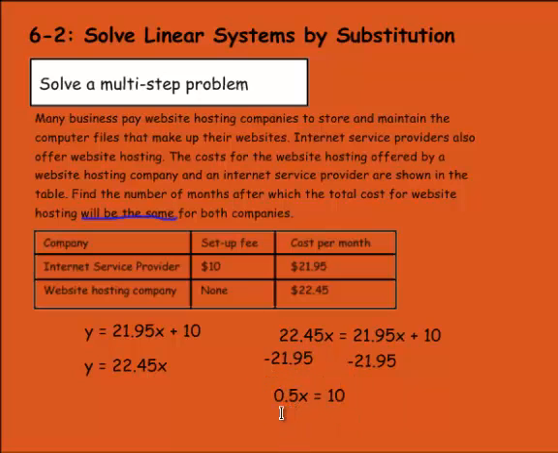So if I divide both sides by 0.5, I would have x equals 10 divided by 0.5 is 20. So that would tell me after 20 months, when x is 20, they would be exactly the same. So after 21 months, this would probably become more expensive because you're paying more per month. So we'll say 20 months for our answer.